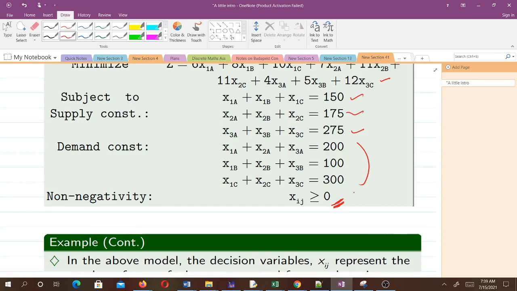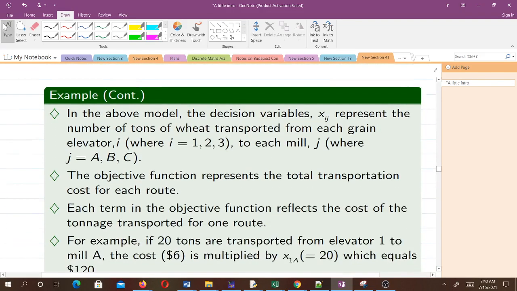But don't be scared. We won't solve it in this way. There are methods that we use to solve this problem, but we are just trying to introduce you to the transportation problem. So in the above model, the decision variables xij represent the number of tons of wheat transported from each grain elevator to each mill. The objective function represents the total transportation cost, and each term reflects the cost of tonnage transported for one route.